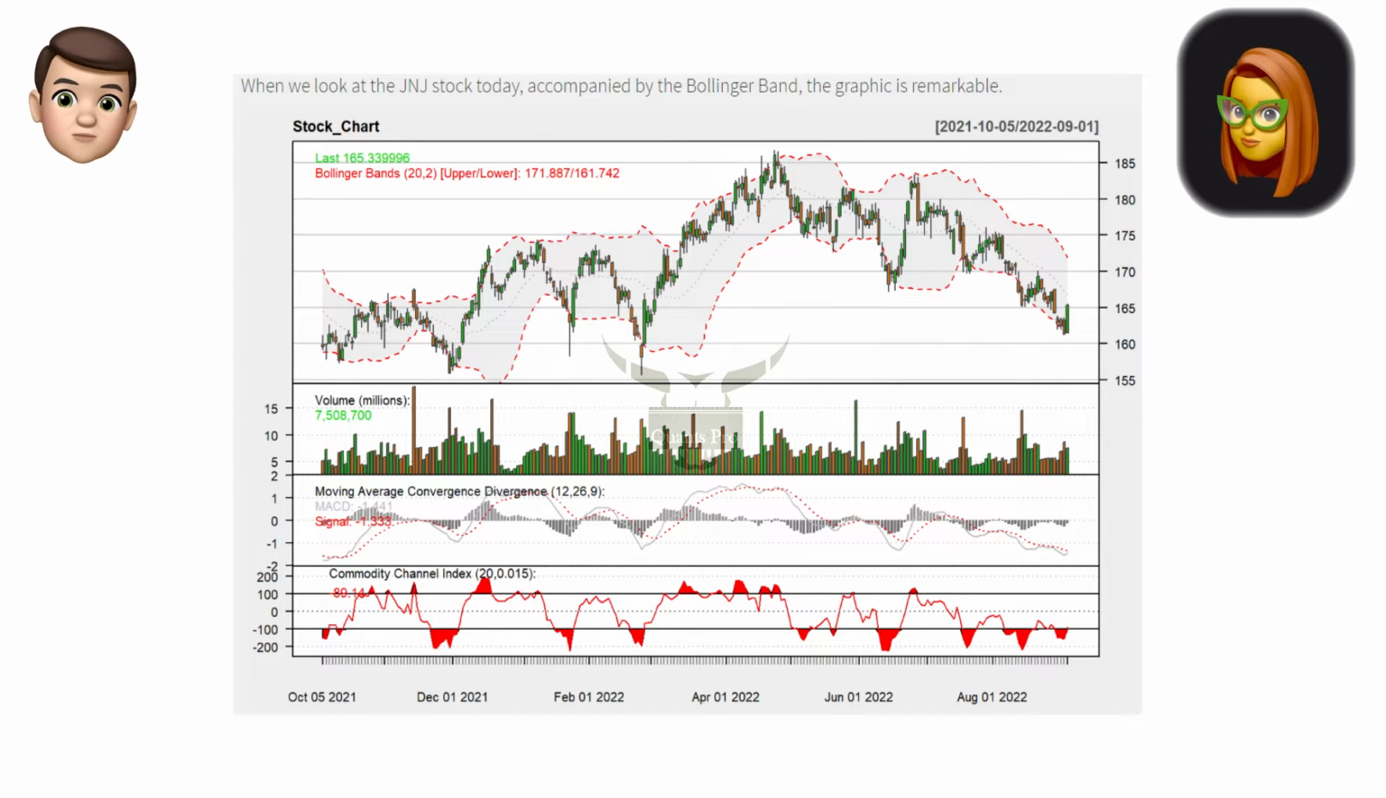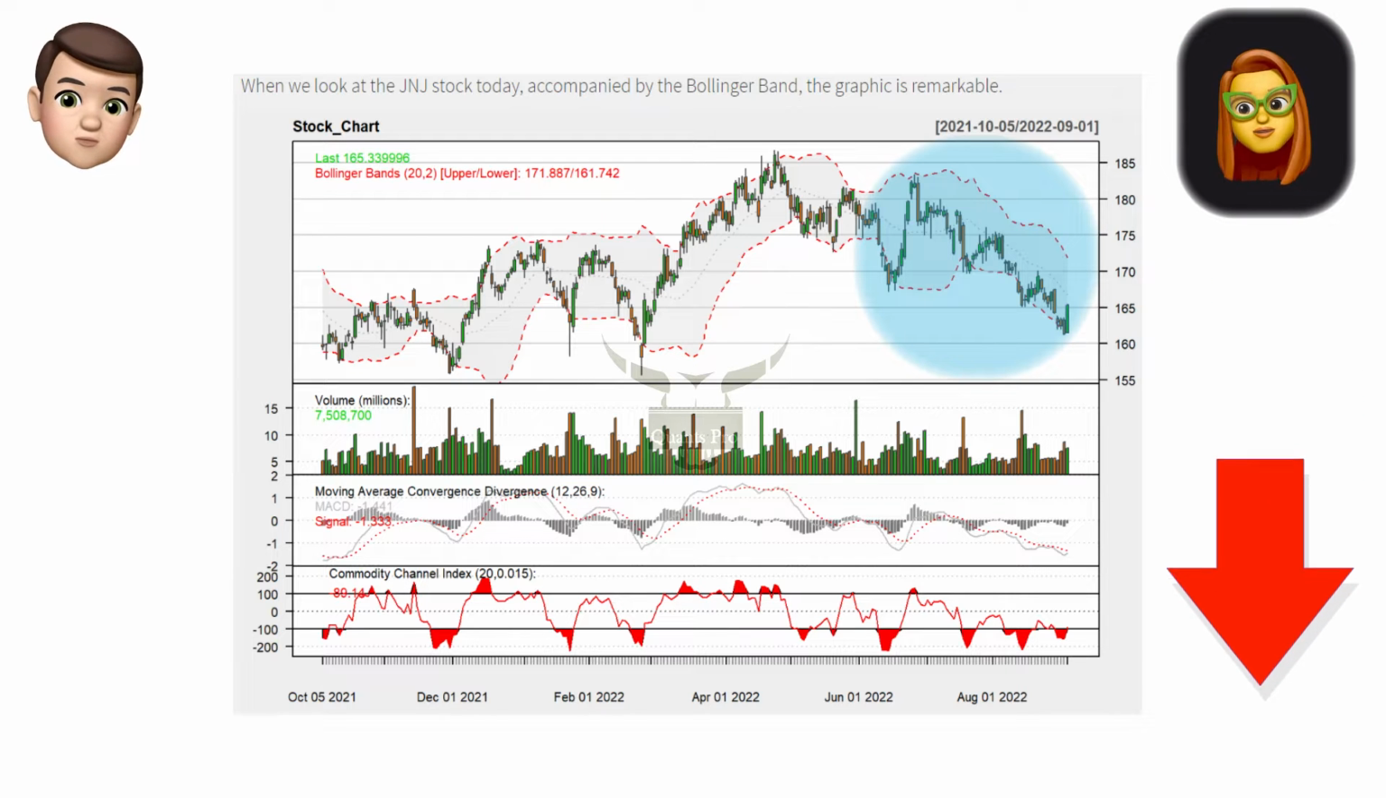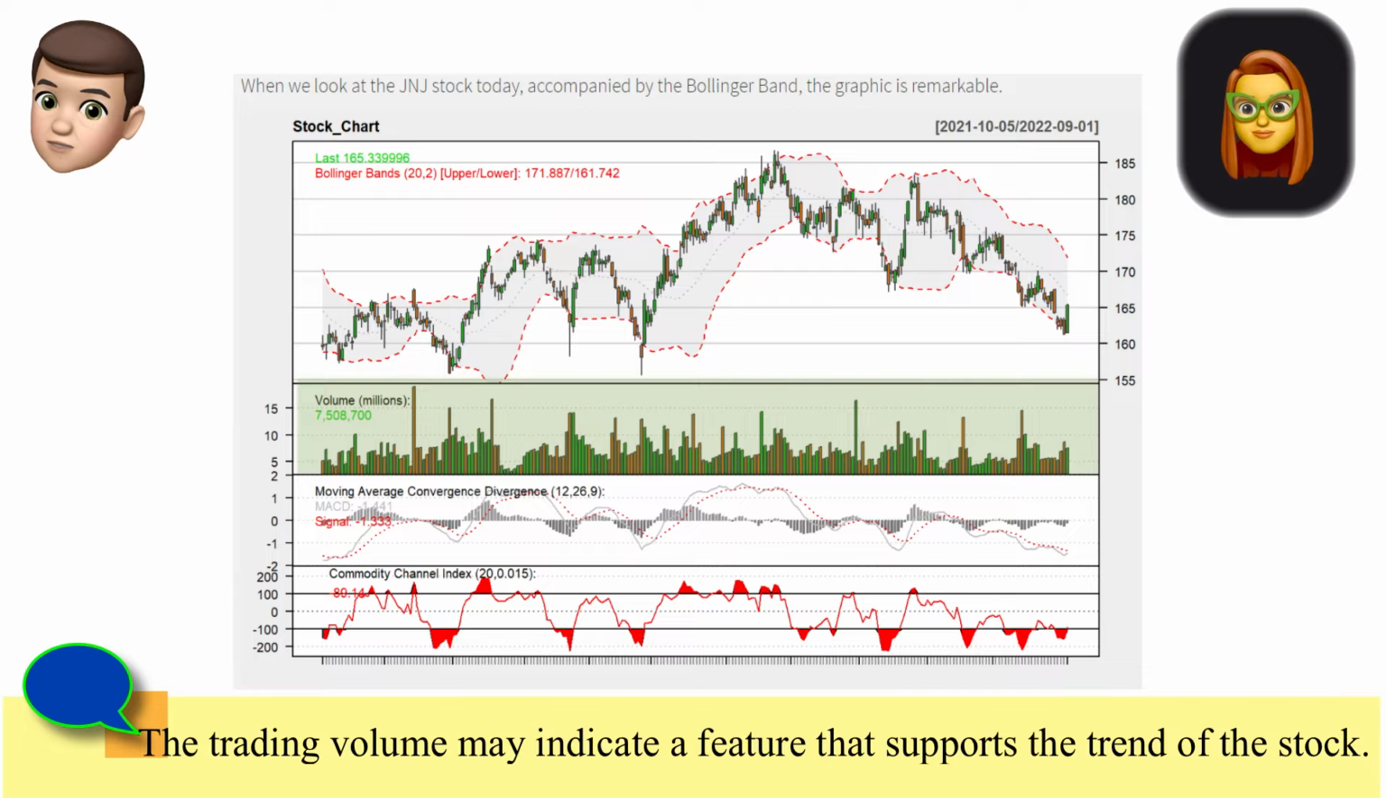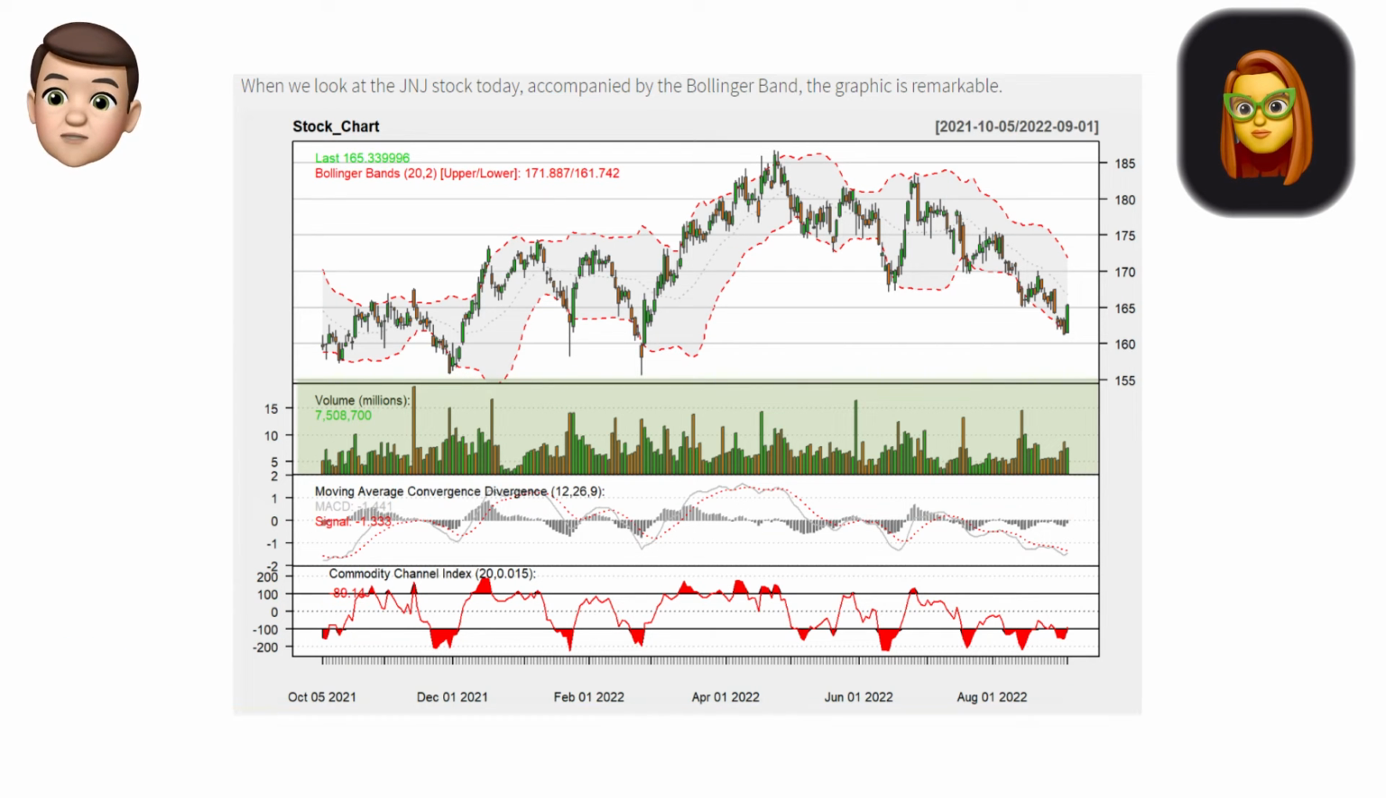When we examine the chart of the stock carefully, we can see that there has been a downward trend in the last weeks. Decreases in trading volume accompany this trend. It is worth emphasizing this point. Sometimes, serious upward or downward movements in the trading volume may indicate a feature that supports the trend of the stock. In addition, the investor should benefit from other technical analysis findings while taking a position.